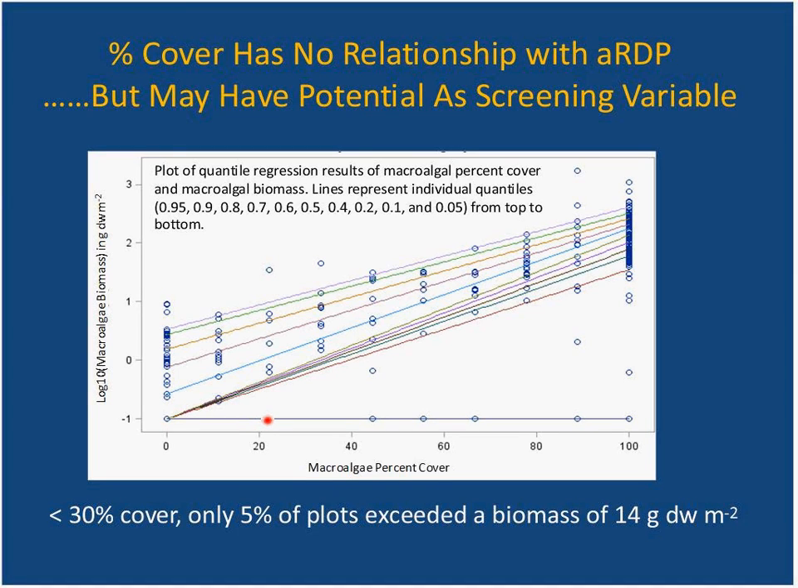The way we can use this is potentially as a screening variable: at less than something like 30% cover, only 5% of the plots actually exceed a biomass of 14, which is roughly the top of the reference envelope. So as we think about how we monitor macroalgae, when you have low percent cover, generally you're not likely to be in a position where you're causing a problem, in which case the analysis of biomass may not be necessary. So there are lots of uses for how we will be thinking about using these data, and not just for thresholds.